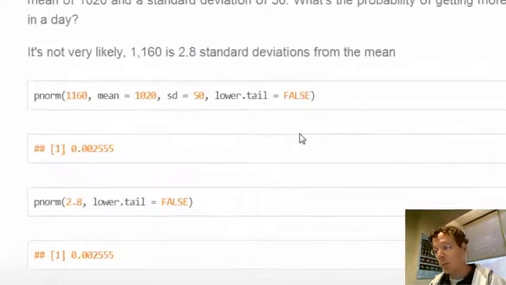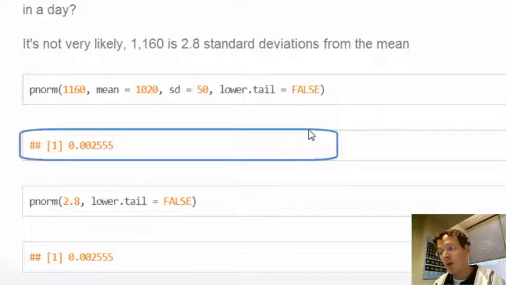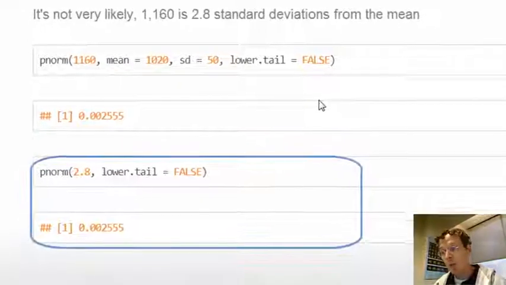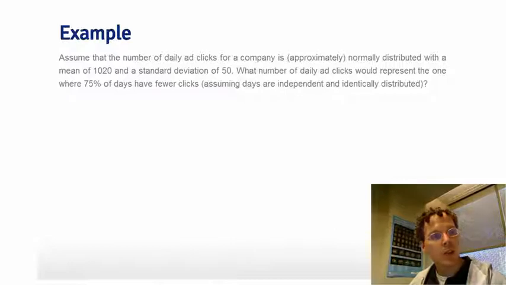We can obtain that with pnorm, 1,160, mean equals 1,020, standard deviation equals 50, and we put lower.tail equals FALSE because we want the probability of being larger than it. And we get about 0.003. Just to illustrate, if we do this calculation directly using the standard normal distribution, where we've expressed 1,160 as the number of standard deviations from the mean that it is, then we get the same answer. I'd plug in pnorm 2.8 and do lower.tail equals FALSE, and of course it gives us the same number. So we've done a probability calculation.